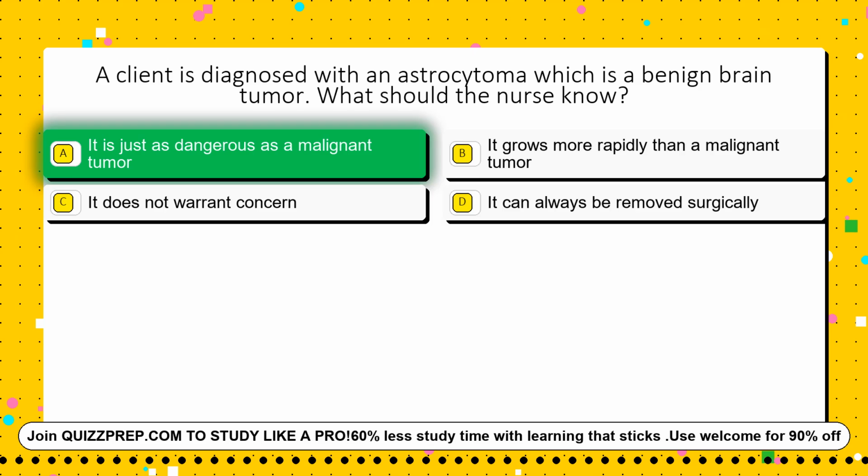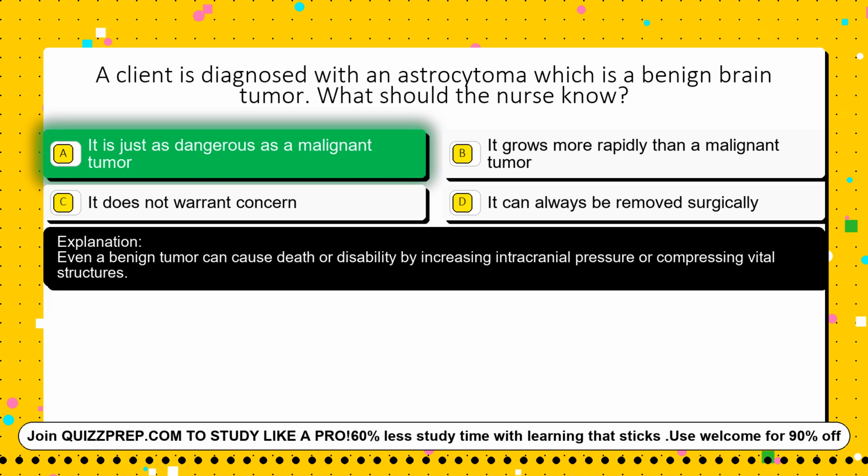The correct answer is option A. It is just as dangerous as a malignant tumor. Even a benign tumor can cause death or disability by increasing intracranial pressure or compressing vital structures.